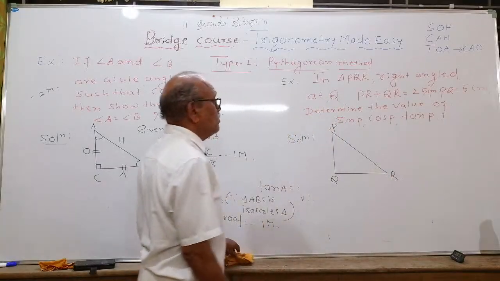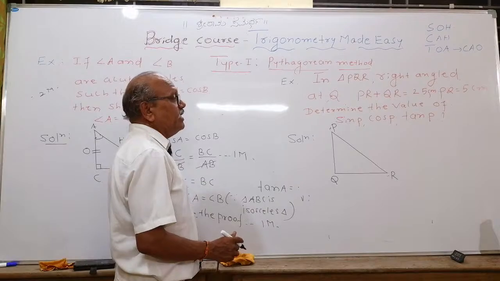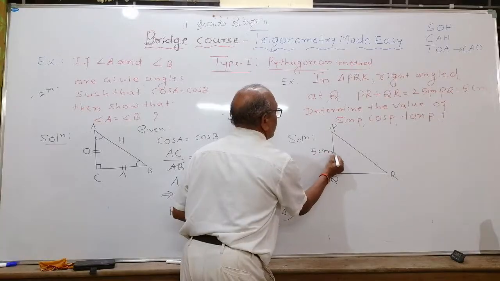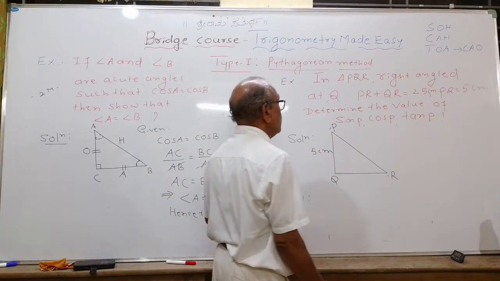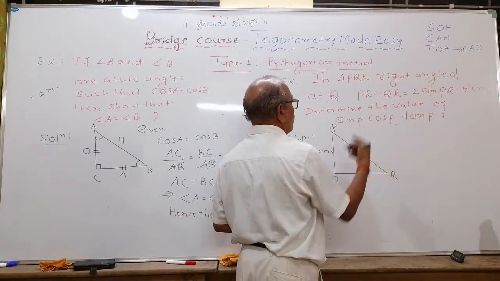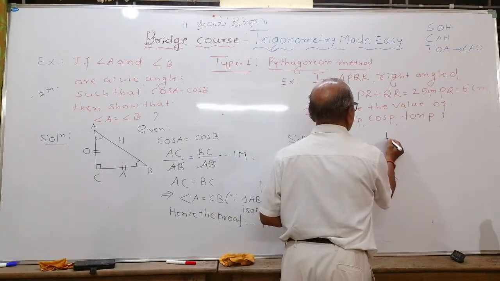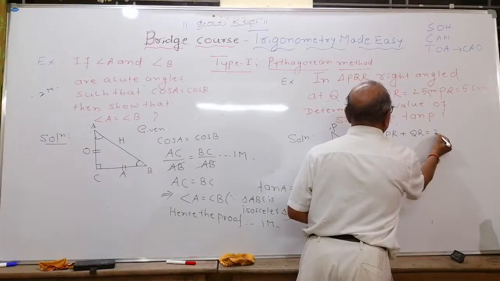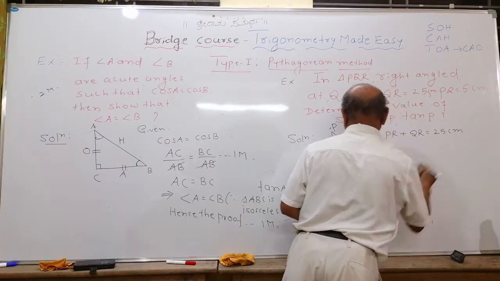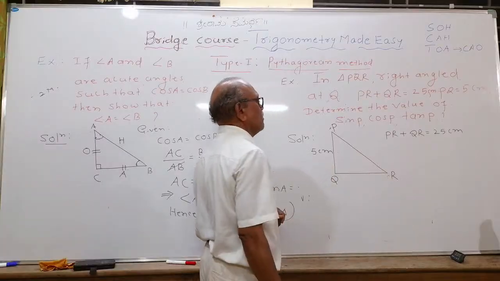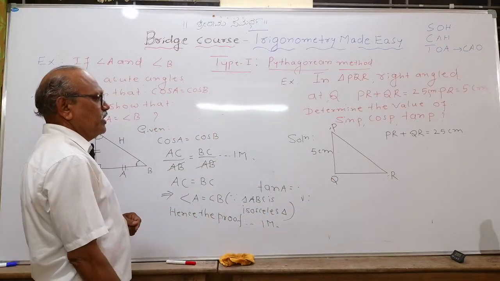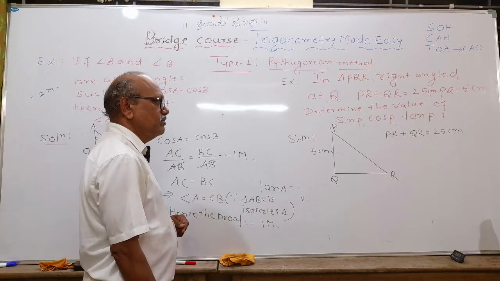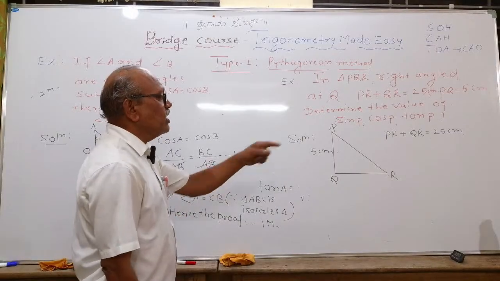Now observe carefully, this time they are not given directly the value. What is given? PQ is given as 5 centimeter. But they are given PR plus QR. PR plus QR is equal to 25 centimeter. See, how can you solve this? Where is PR? PR is here, QR is here. Then you are asked to get what? Sin P.